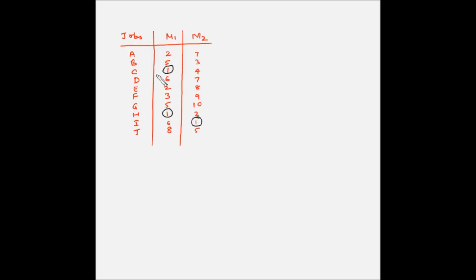However, since we have a tie between C and H, we get two combinations. One which starts with C and the other which starts with H. So if it starts with C, the second one will be H, and if it starts with H, the second will be C. And for both these sequences, the last job to be scheduled will be I. So now that we have sequenced these three jobs, let us cross them off.